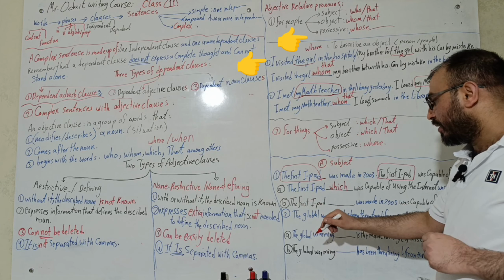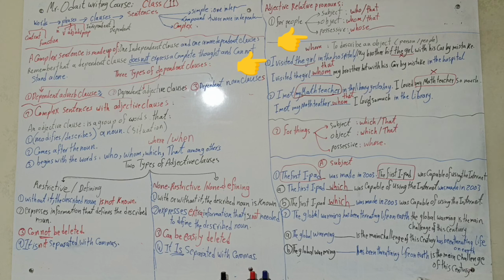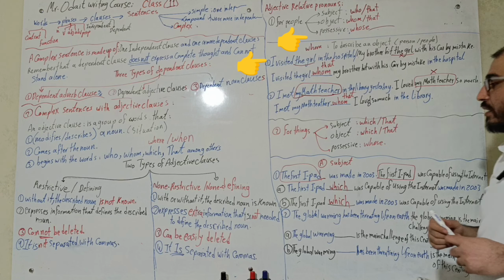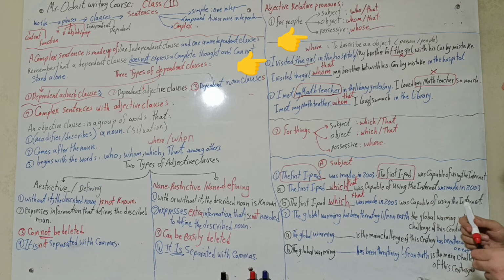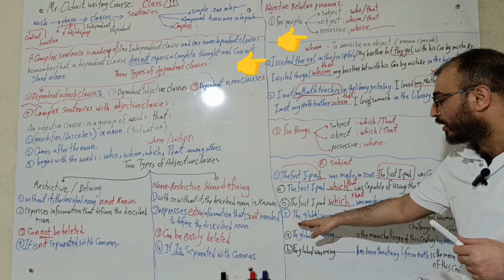Here, my friends, the first iPad, which was capable of using the internet, was made in 2003. The second example here: the first iPad, which was made in 2003, was capable of using the internet. Again, my friends, if I don't want to use which, I can use that if I want, but using which for me is better.